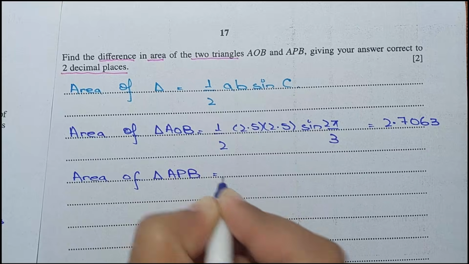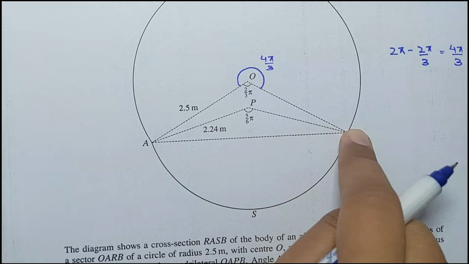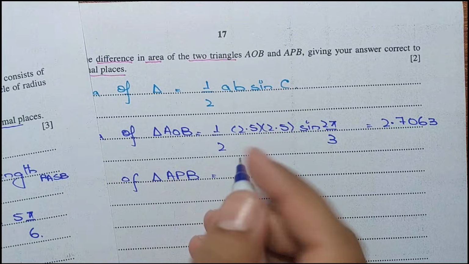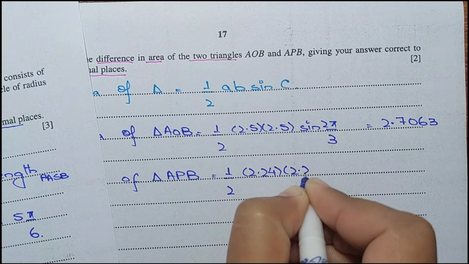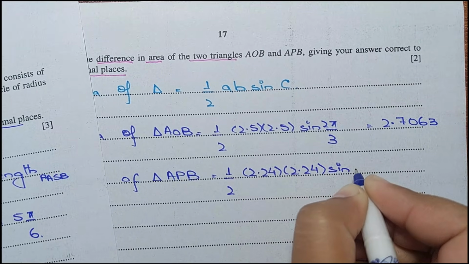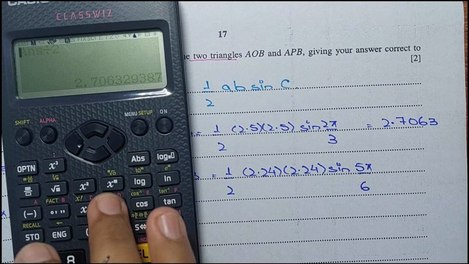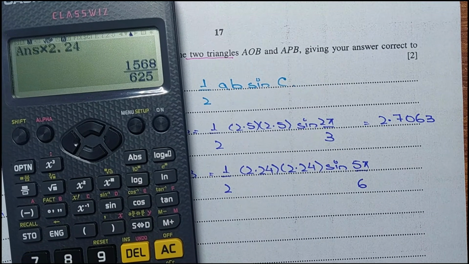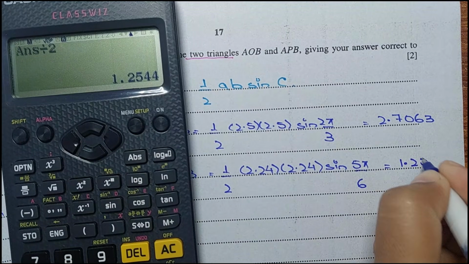APB. Again, look at this small triangle APB. Half, the two sides are 2.24, 2.24, and sine of angle 5π/6. Half into 2.24 into 2.24, and sine of the angle between them, which is 5π/6. Okay, now sine 5π/6 multiply 2.24 multiply 2.24 and divided by 2. This answer is 1.2544.